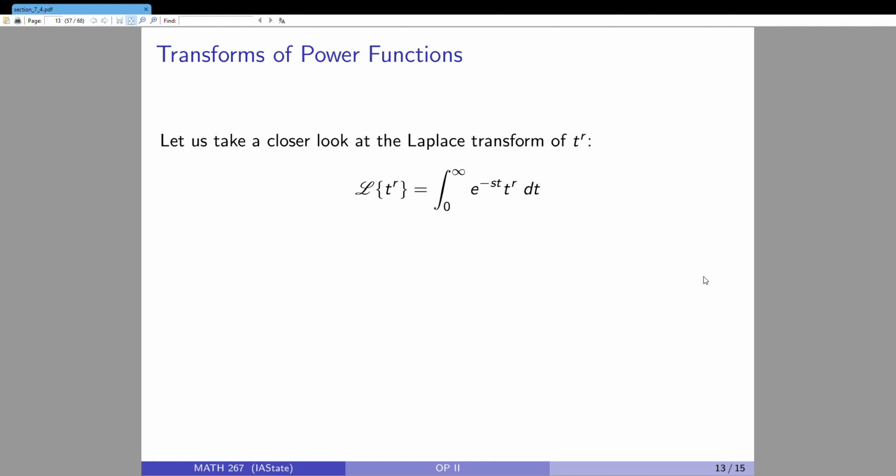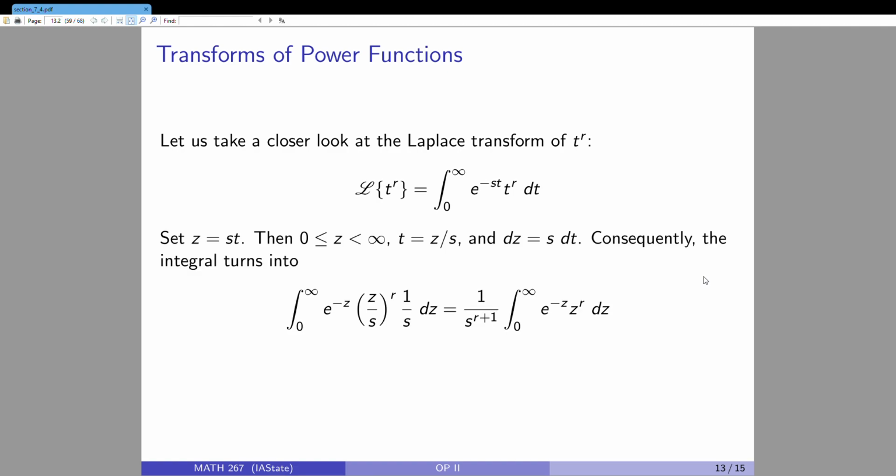So t to the r, where r could be anything. That integral, at first glance, might make you wonder what to do with it. So let's let z equal st. Maybe that's the thing you've been itching to do with the Laplace transform. That st is the problematic thing. If we do that, note that z has to run between 0 and infinity because t runs from 0 to infinity. Multiplying by s isn't going to change that. t itself is z over s, and dz is s times dt.